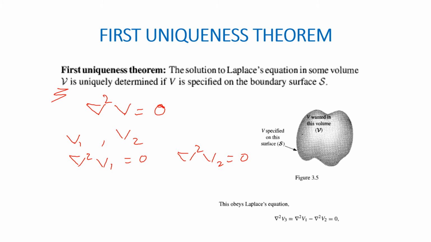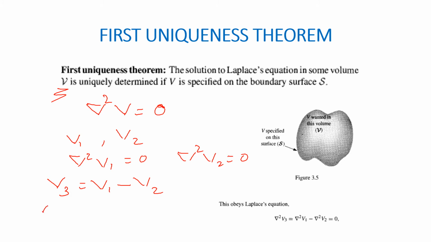So first we assume that there are two potentials inside the volume. That means there are two solutions. So we can write the Laplace equation: del square V1 equals 0 and del square V2 equals 0. Now we can define a potential V3 equal to V1 minus V2. After all, we have to prove that V3 equals 0. That is, if V3 equals 0, then V1 will be equal to V2.